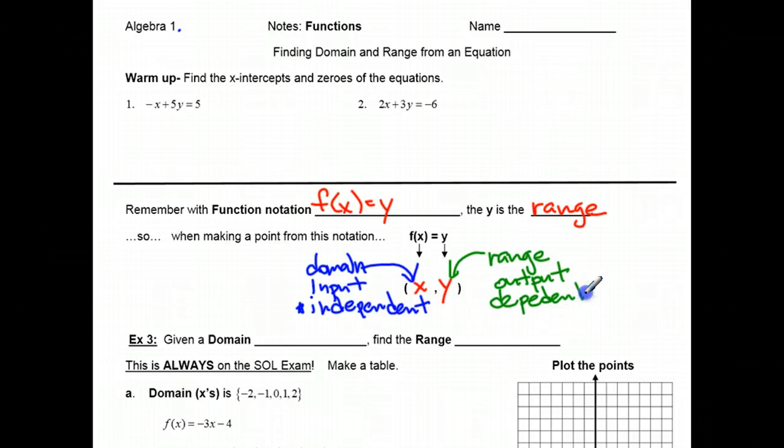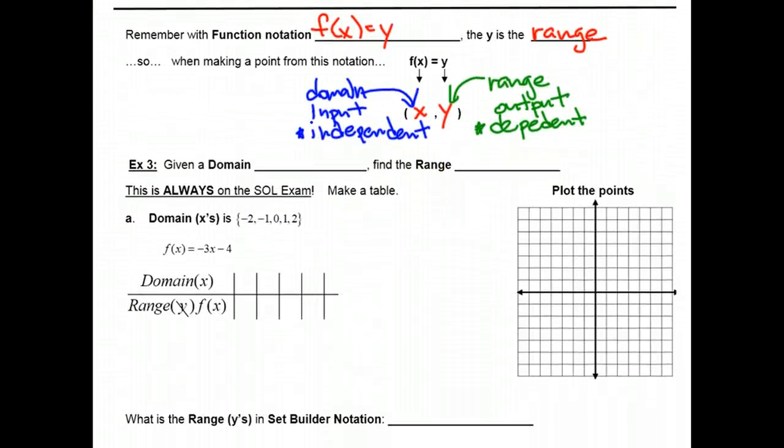So make sure you're writing all this down. Y is dependent because whatever you plug in for x will change what the y is. So your answer for the y depends on whatever you plug in for the x. All right, so now you need to add that to your memory bank. X is independent, y is dependent. Okay? So let's go ahead and put this into practice here.